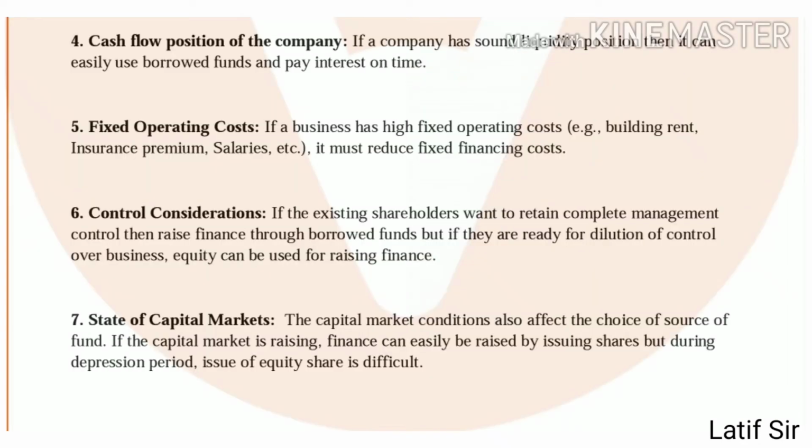Let us see. The fourth one is the cash flow position of the company. Cash flow position is how much fund is available that can be used for borrowed funds and to pay interest on time. Now number five is fixed operating cost. If a business has high operating costs, that is high building rent, high insurance premium payable, high salary to be paid, then it may reduce its financing cost. Then you will be deciding which finance cost is cheaper.